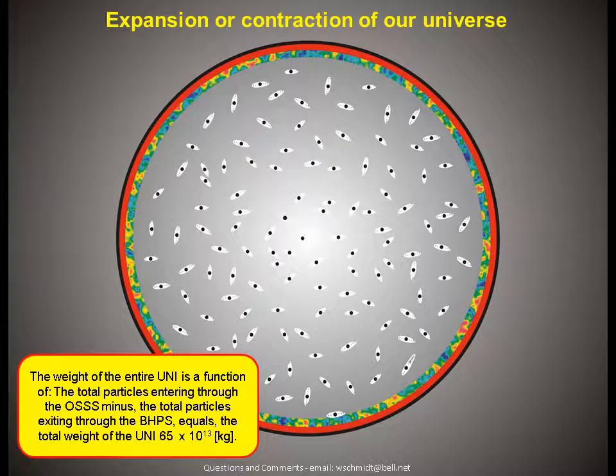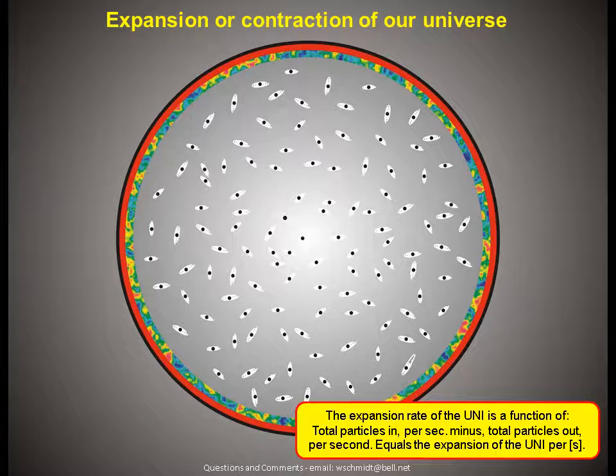The weight of the entire universe is a function of the total particles entering through the outer spherical shell singularity, minus the total particles exiting through the black hole's point singularity, equals the total weight of the universe, 65 times 10 to the power of 13 kilograms. The expansion rate of the universe is a function of total particles in per second minus total particles out per second, equals the expansion of the universe per second.